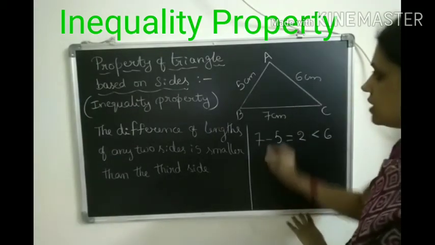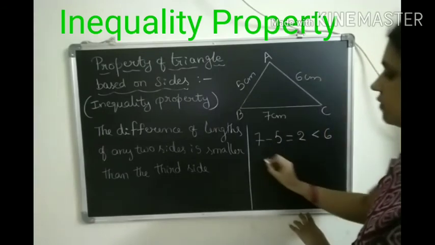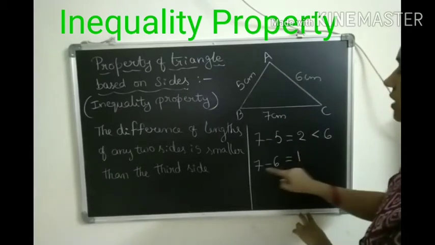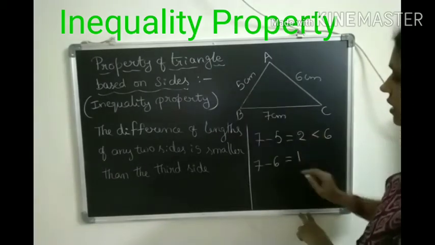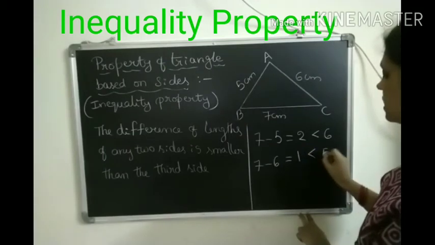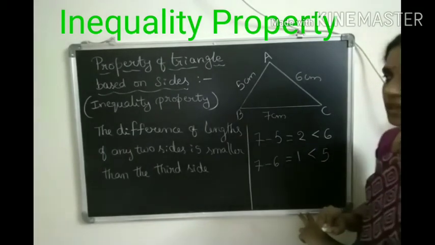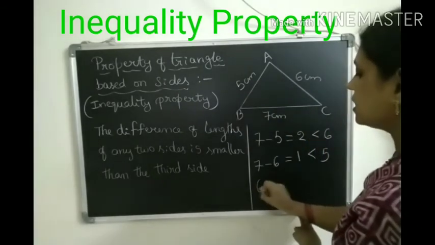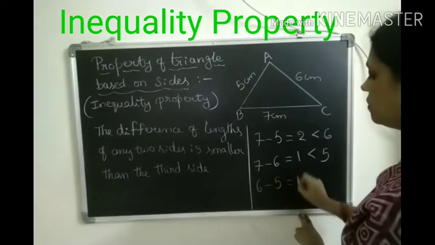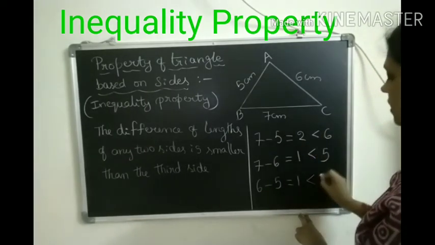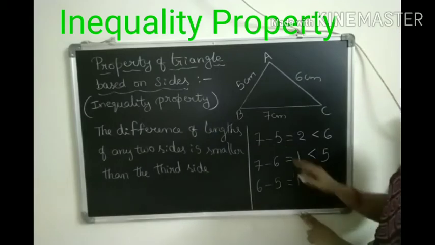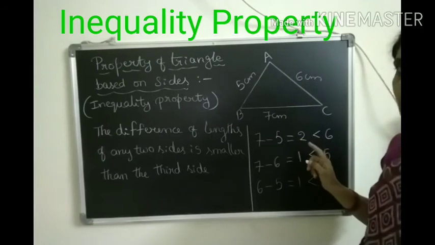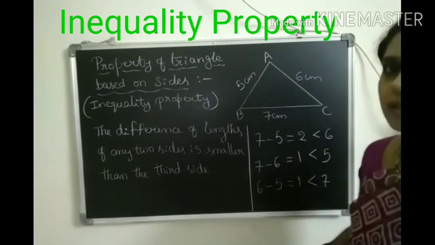Okay. Now next one more pair, 6 and 7. If you want to take, then 7 minus 6 equal to 1. Here 7 and 6 already we have taken, so the third side is 5. So 1 is less than 5. Next one more pair, that is 5 and 6. So 6 minus 5 equal to 1, that is less than 7, that is the third side. So like this, the difference between the lengths of the two sides is smaller than the third side and the sum is greater than the third side.